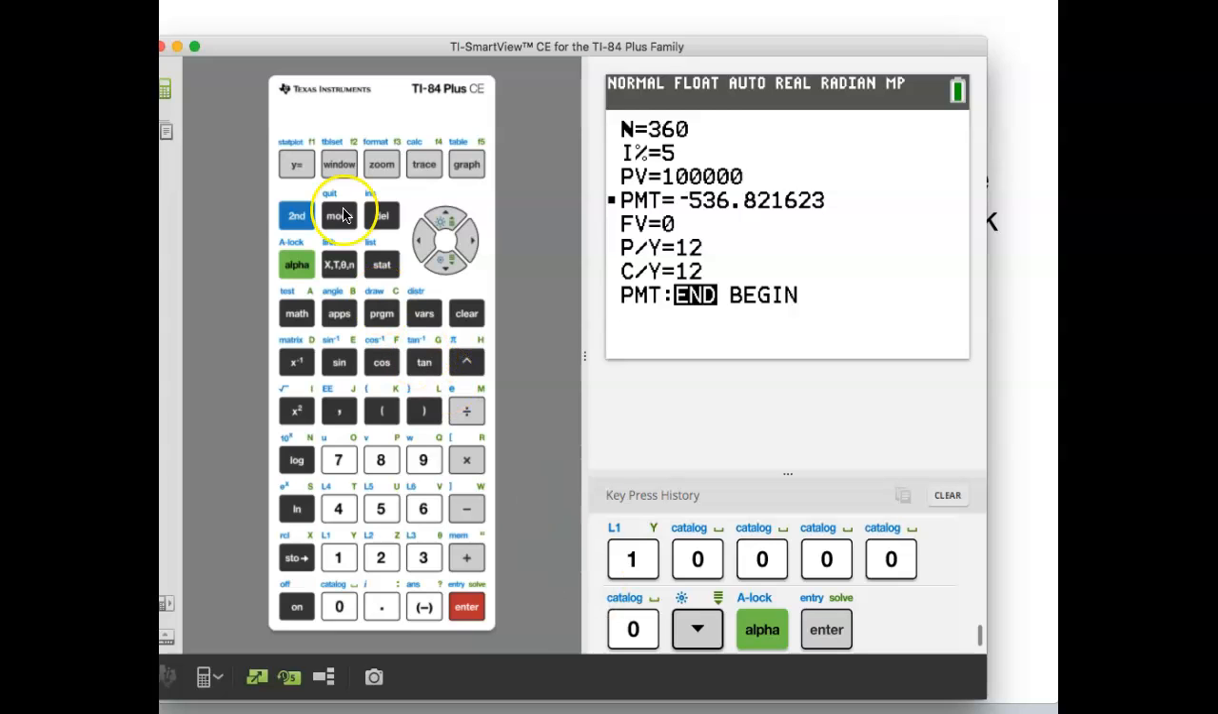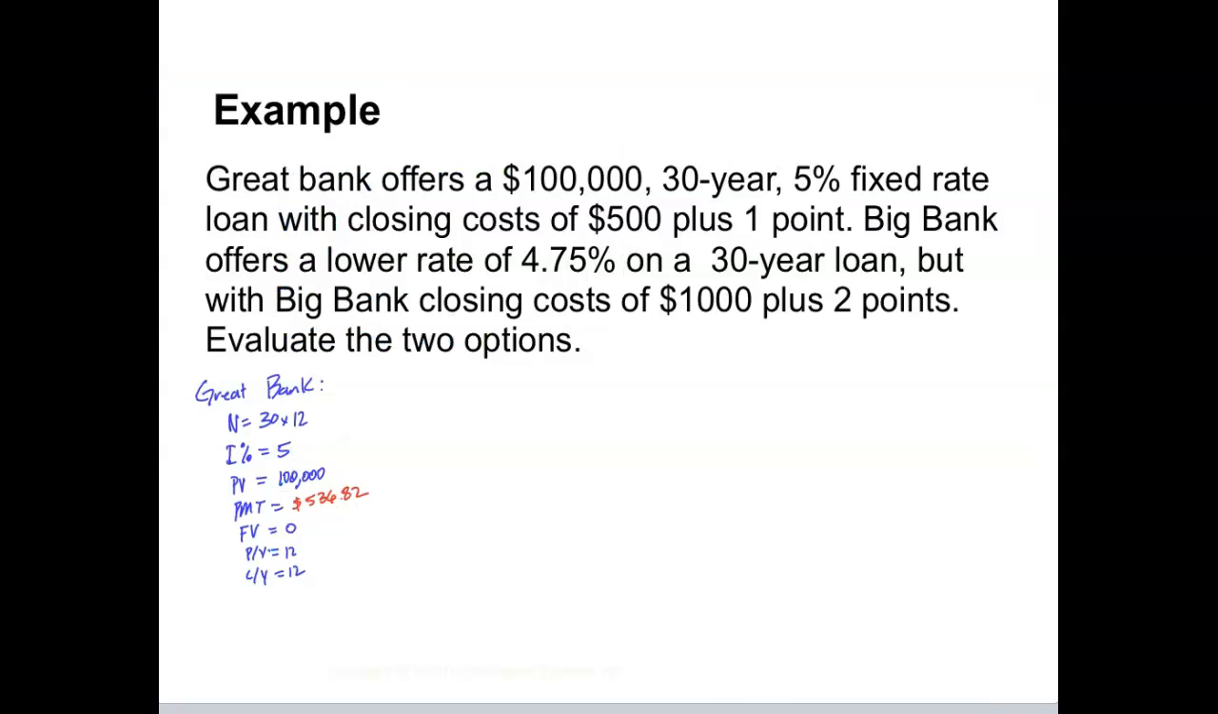So we can use that information to figure out what we have to pay in total. So total cost is going to be that $536.82 times the number of payments we're going to make in total, which was 360 over the life of the loan, right?